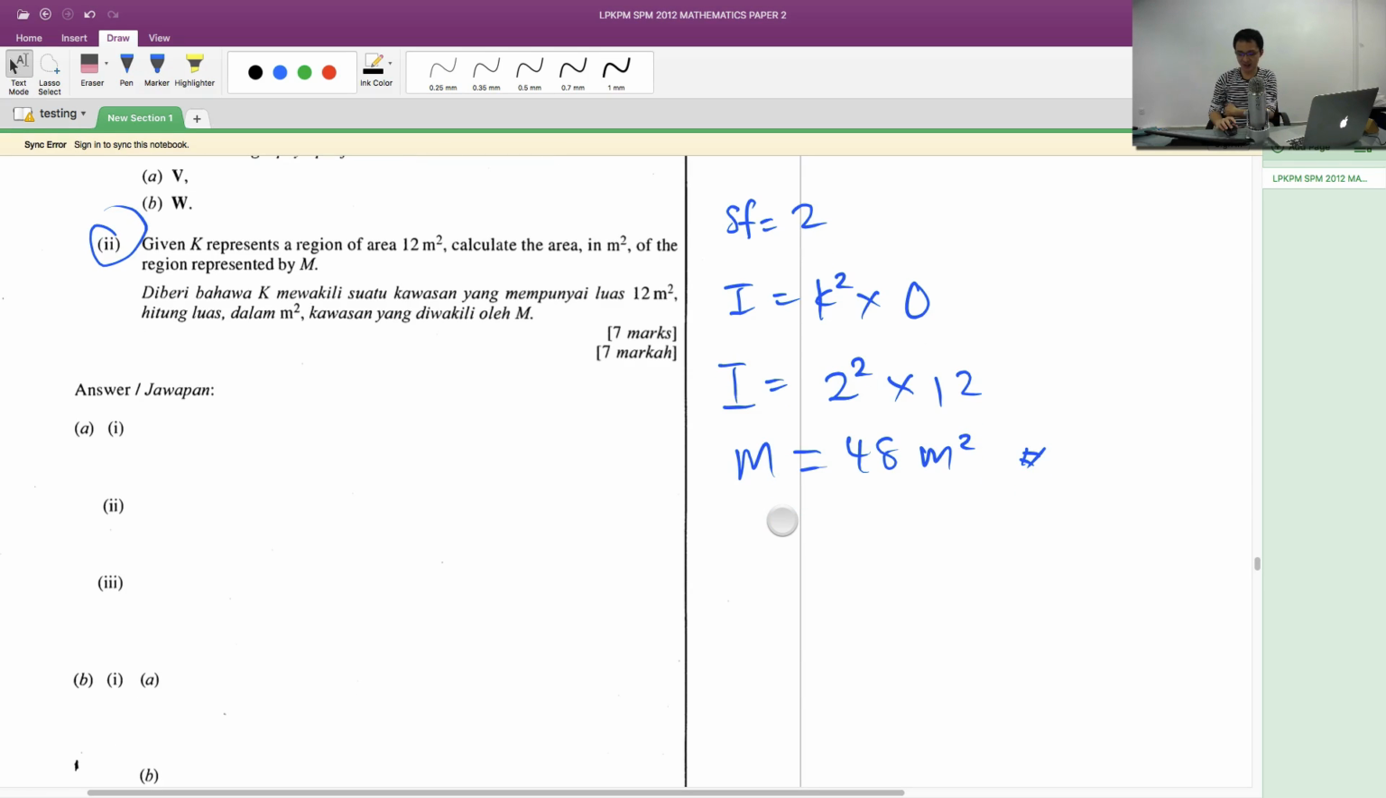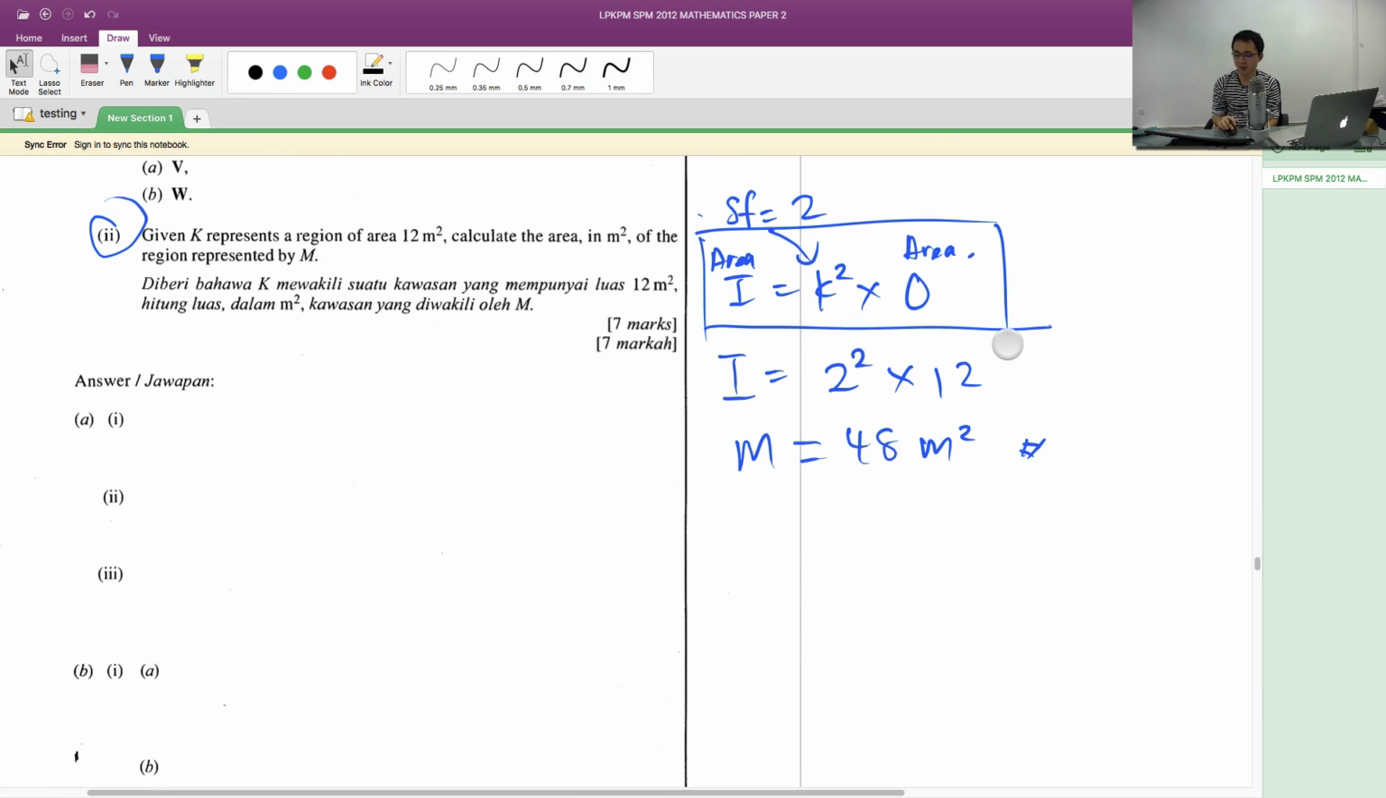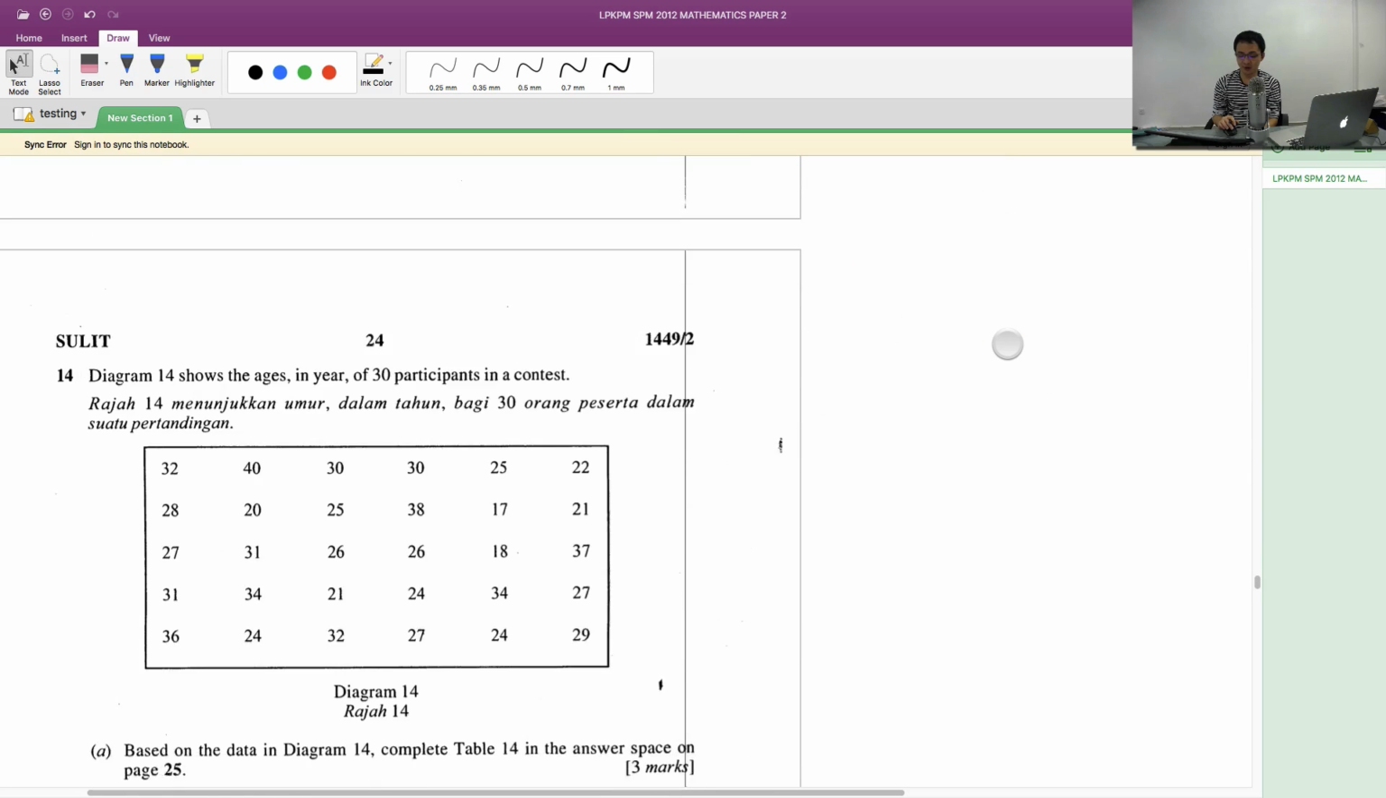M is the image. Alright, it's very easy. Yeah, I guess this one is just 2 marks. So as long as you remember, this one is the area of image, the K here is the scale factor, and this is the area of object. Right, this is one of the important formulas in transformation. Alright, so let's move on to 14.